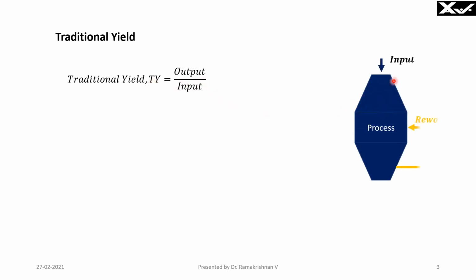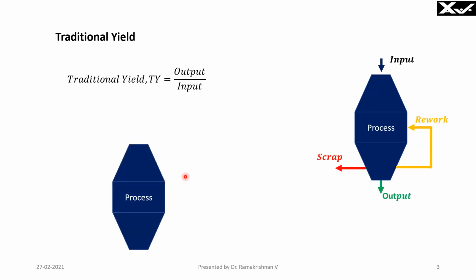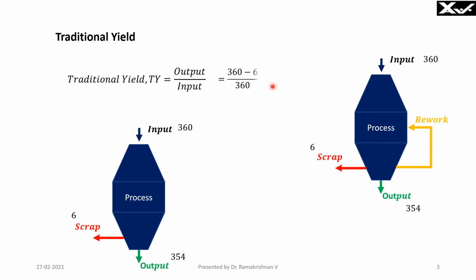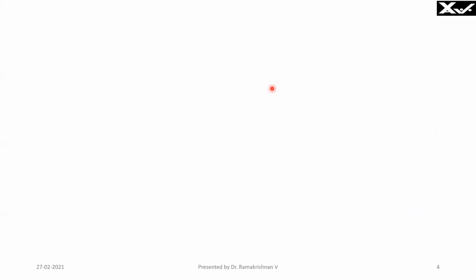Consider there is a process, there is an input, there is a rework, there is a scrap. Input minus scrap is the output. So we will see this. We are not considering the rework. Therefore, input minus scrap is the output, and output divided by input is the efficiency. Input is 360, scrap is 6, therefore output is 354. So traditional yield is 354 by 360. We will see what exactly is the value later.